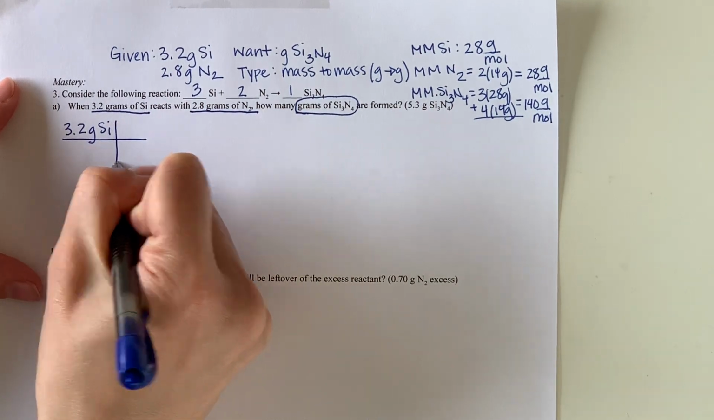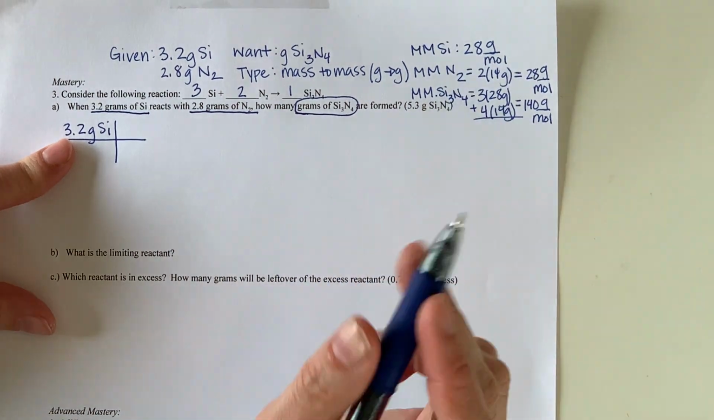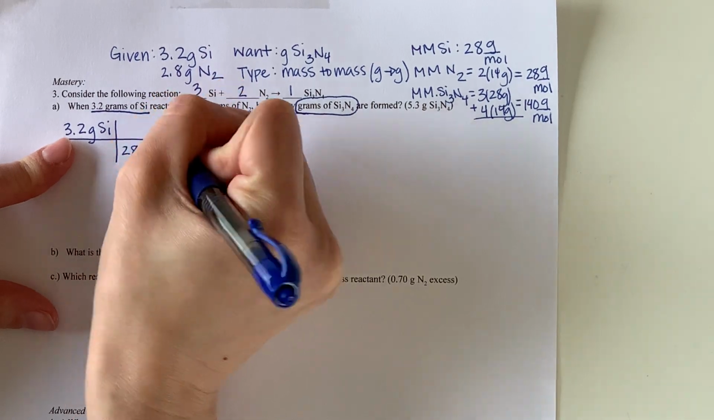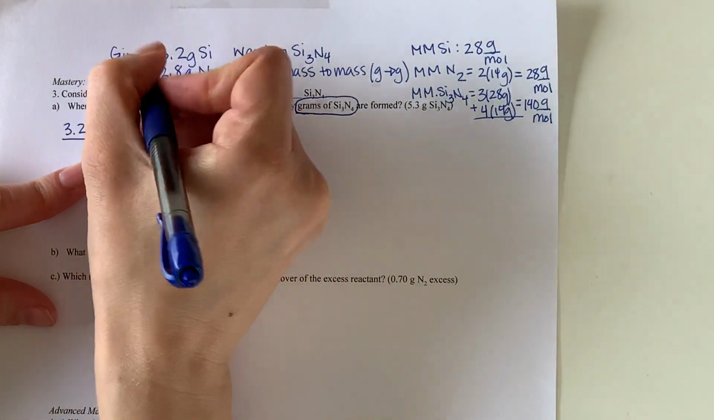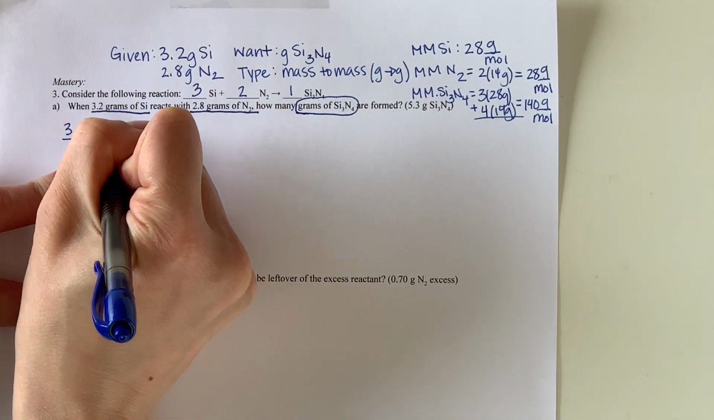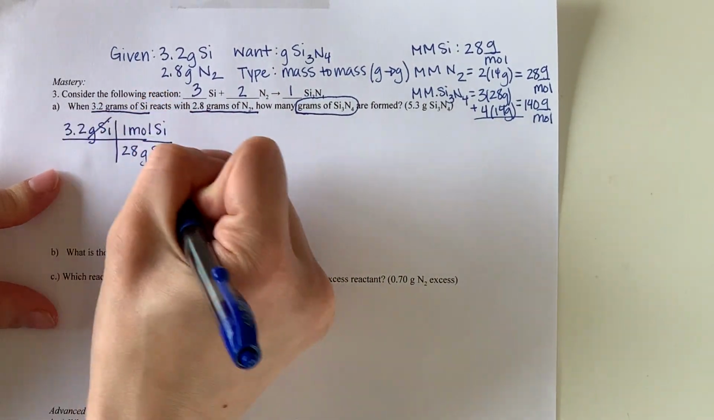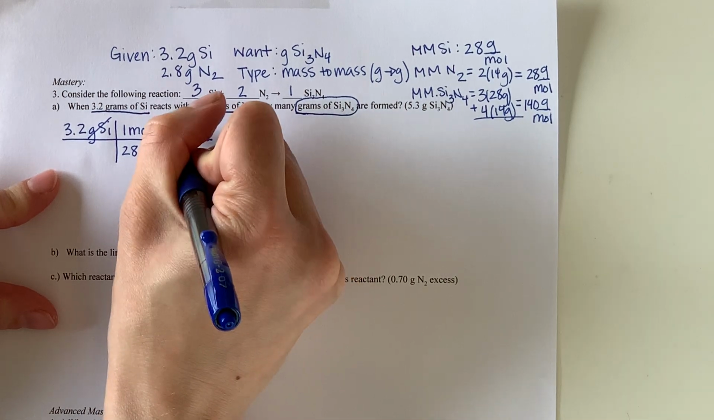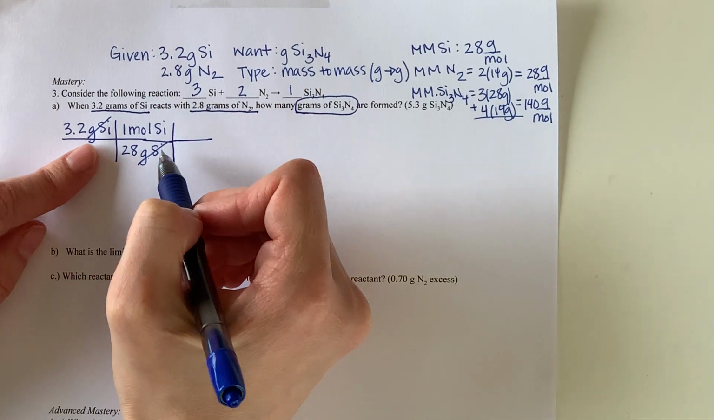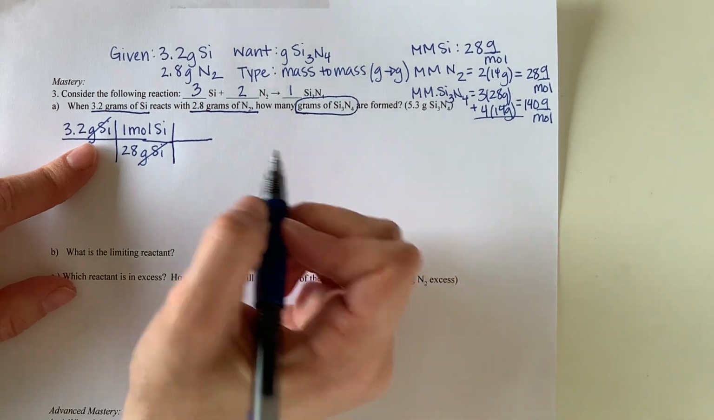And I measure on my periodic table because I have grams on top, I know I need grams on the bottom. This is my molar mass of silicon, so I put 28 grams of silicon, and that's how many grams are in 1 mole of silicon. So now I have converted my grams of silicon to moles of silicon. That's my first step. My next step is then to use my mole ratio from my balanced chemical equation, so I can take my moles of silicon and change it into moles of trisilicon tetranitride.